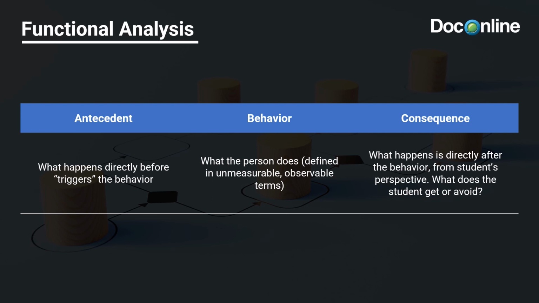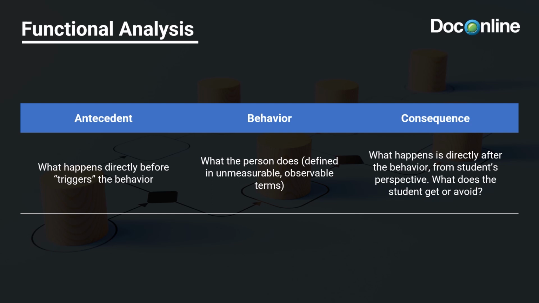Let's understand these with an example. You ask your child to clean their room. This is the antecedent. They shout and say, I will not clean it, and continue watching the television. This is the target behavior. And now you switch off the television and take away the remote. This is the consequence, basically a negative punishment. This consequence will decrease the target behavior next time.